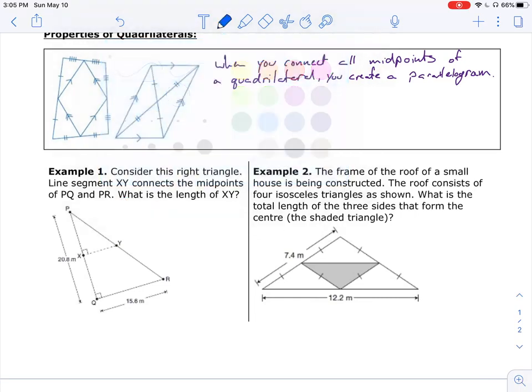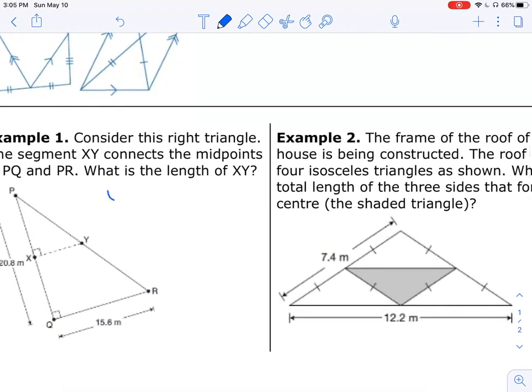Well, we know that the mid-segment is exactly half of the other length. So I could simply write this as the length of XY is equal to, well, the one piece of information that we do know that's applicable is the distance from Q and R, 15.6. Well, we know that 15.6 is double the length of the mid-segment here. So I would just simply write 15.6 divided by 2, because it's half the length. And I end up getting a length value of 7.8. This is measured in meters, right?